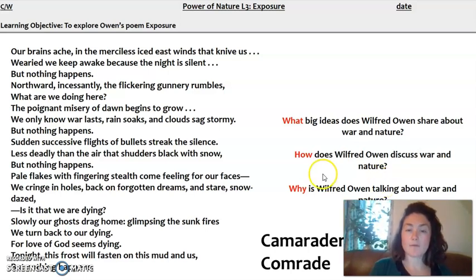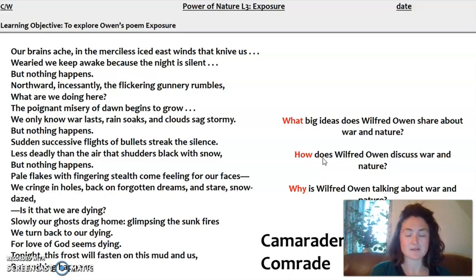But now, thinking of how does Owen discuss this big idea? So what techniques, what methods is he using to make this known to the reader?